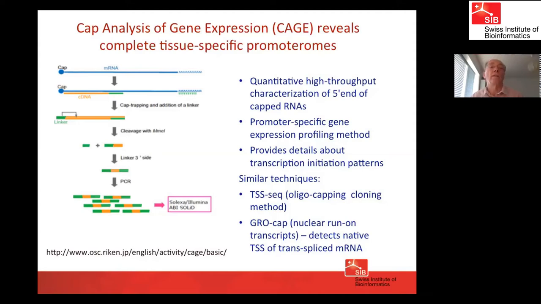Now, CAGE is not the only massively parallel 5' end sequencing technology. Similar assays have been invented. TSS-seq is based on an oligocapping method to sequence capped RNA. And more interesting is GRO-cap. This is a method which sequences capped nuclear run-on transcripts. This technology has some importance for exotic organisms where the capped end of messenger RNAs does not derive from the promoter, but from a spliced leader that is spliced onto the 5' region of the gene. This is true for C. elegans, for instance. So without GRO-cap, there would not be EPD for C. elegans.